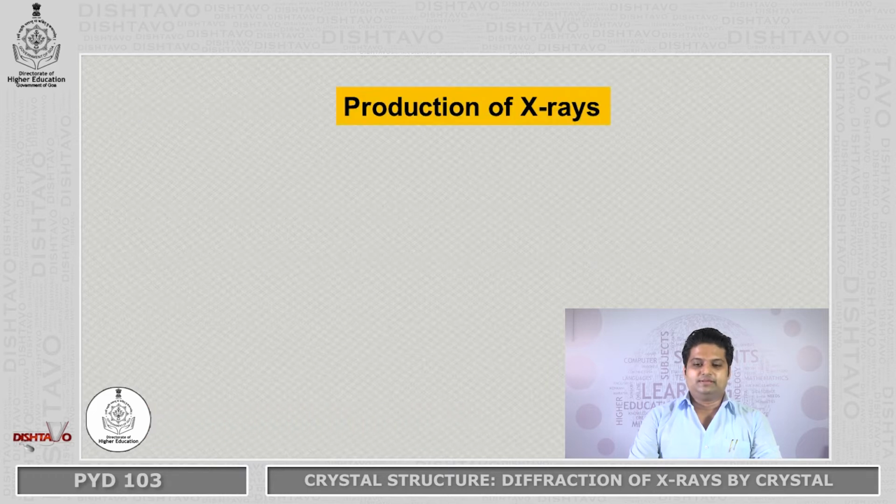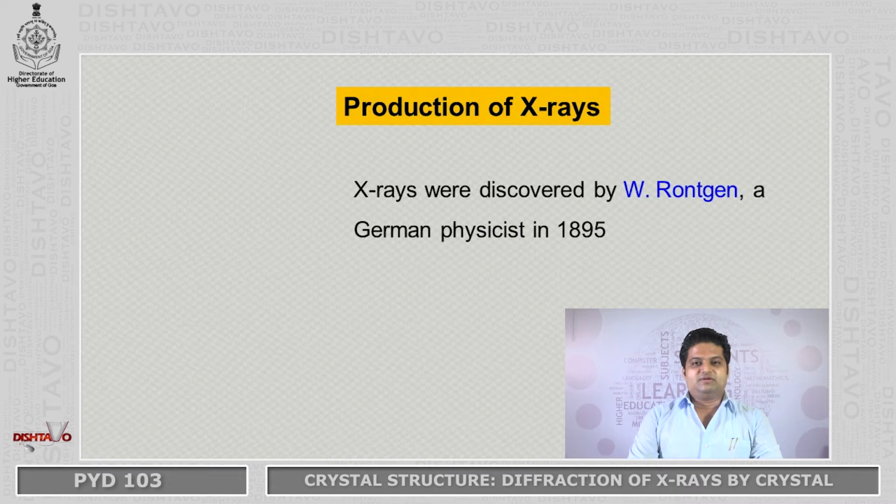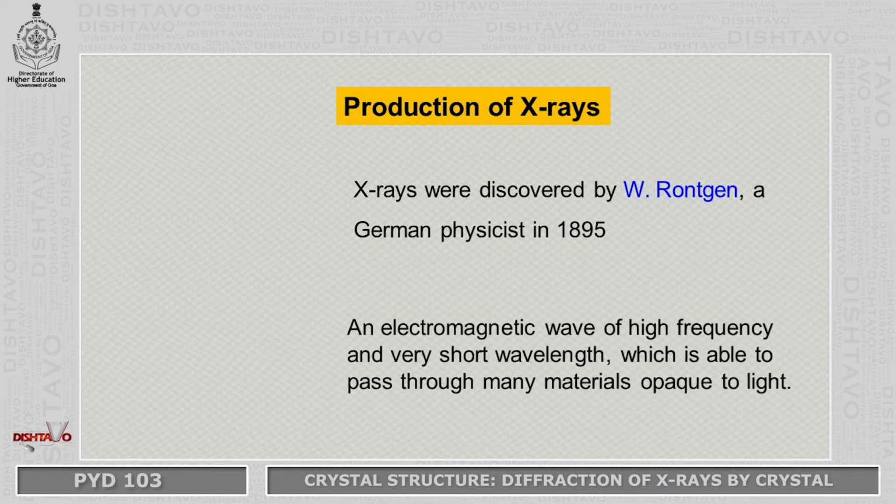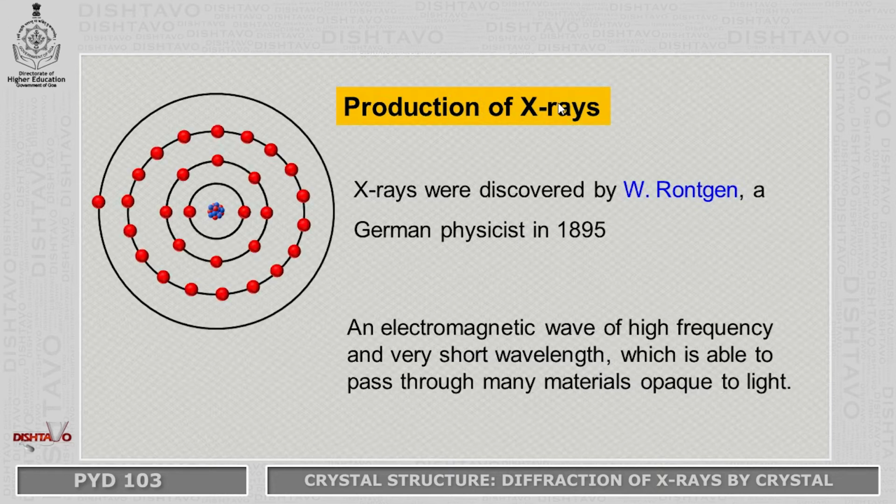So, to start with, X-rays were discovered by W. Röntgen, who was a German physicist, in 1895. It's an electromagnetic wave of high frequency and very short wavelength. Let's understand the production of these X-rays with the help of a specimen atom here.